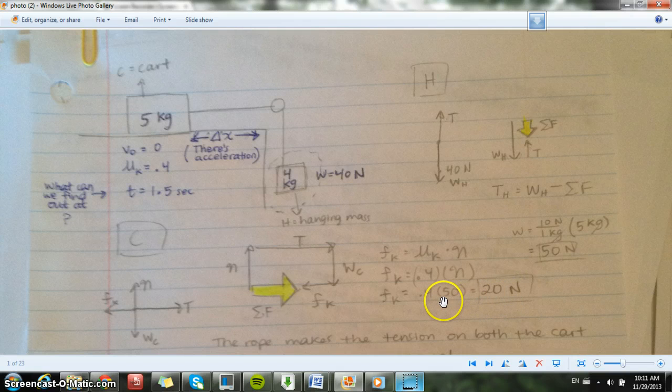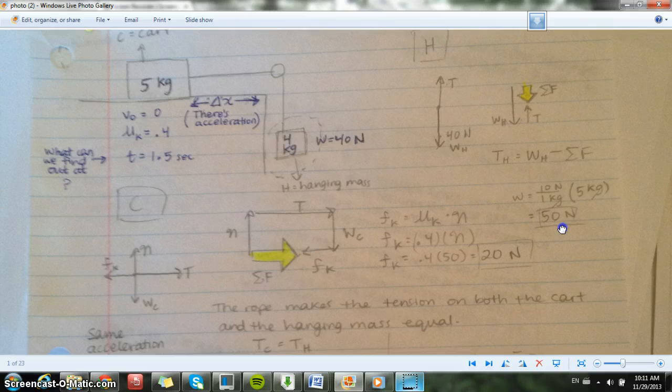Oh, I forgot to mention the normal force. Excuse me. The normal force is going to be the same as the weight of our cart. And we know that the weight of our cart is 50 newtons, because 5 kilograms times the force of gravity, 10 newtons over 1 kilogram, is going to equal 50 newtons. And so that's our normal force. And then we get our friction.